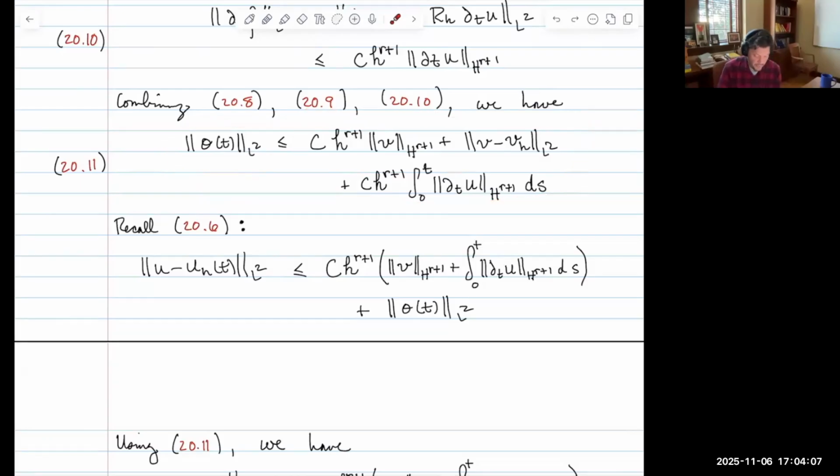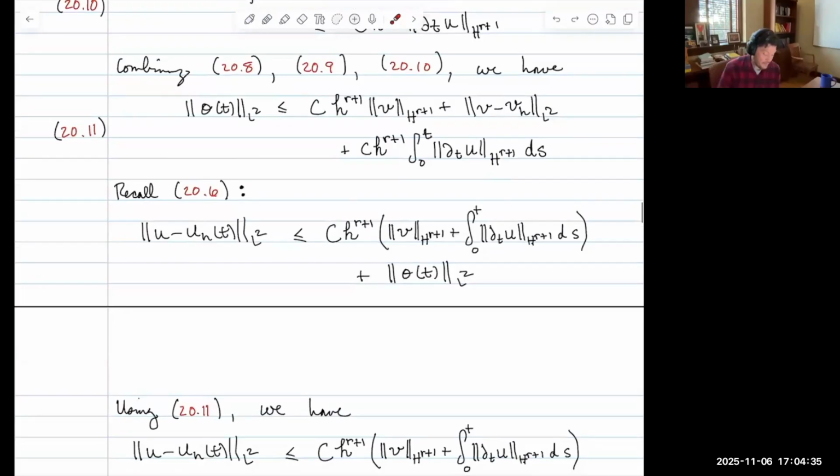Notice that I haven't gotten rid of this. I haven't tried to estimate the size of the difference between V and VH. I'm going to leave that alone. You can make that decision later, exactly what projection you want to use. Once you know the projection, you can use the error estimate for that. For example, I could use the interpolant. For the interpolant, I know the error estimates down to the final form.